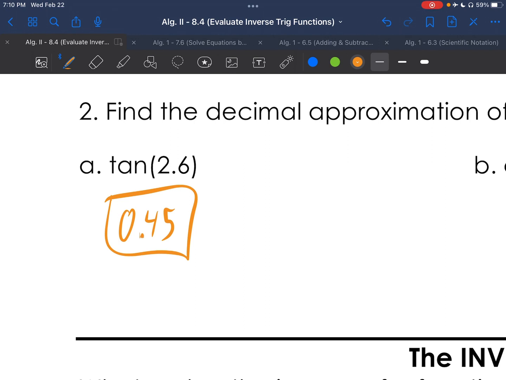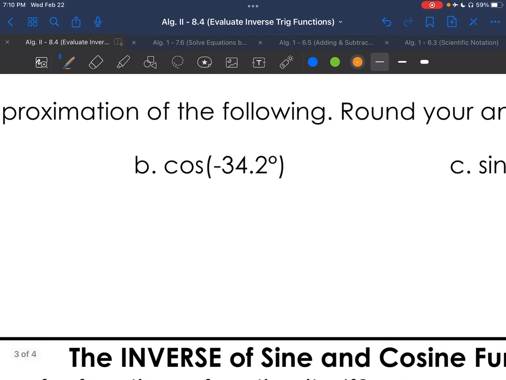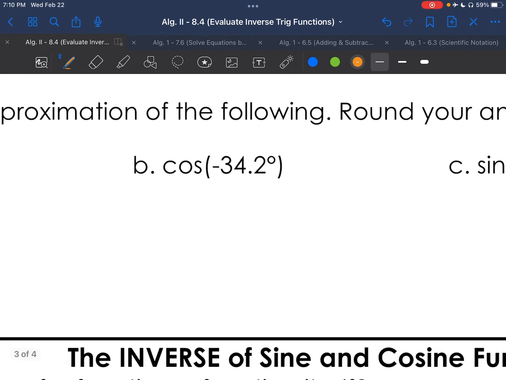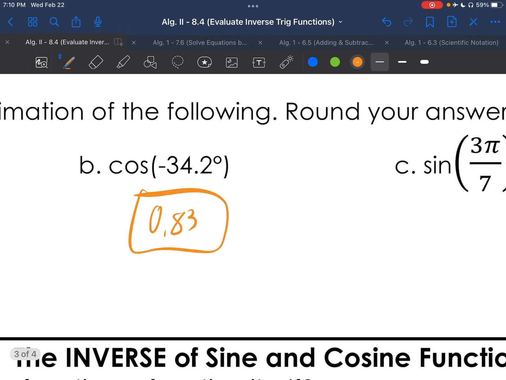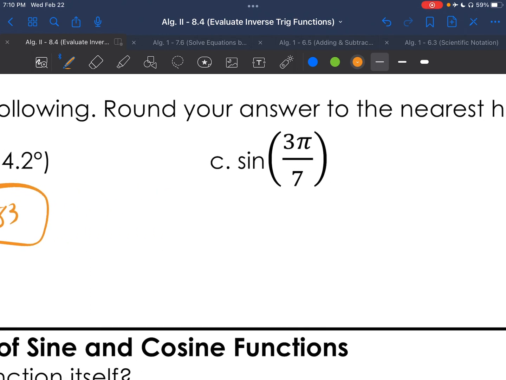Notice though, on B, just like on A, make sure you're in degrees, whereas on C, you have to make sure that you're in radians. So cosine of negative 34.2 degrees is 0.83. And sine of 3 pi over 7, once again, you need to be in radians for this, is 0.97.